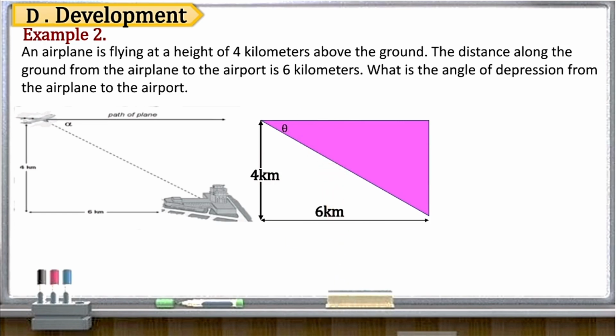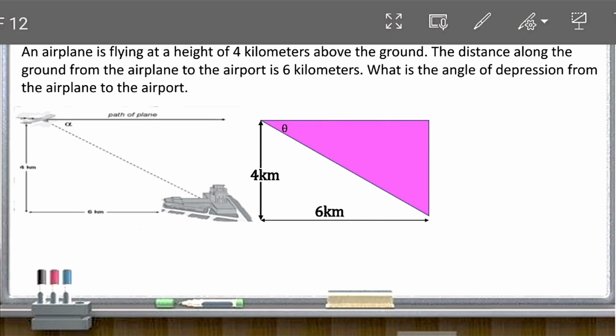Para naman, class, sa ating trigonometric ratio, nandito yung ating reference angle. Sabi natin kanina, class, yung opposite side ng ating reference angle ay 4 kilometer. And then, dito naman, class, sa adjacent side ng ating reference angle ay 6 kilometers. So, given, class, alam natin yung opposite side, 4 kilometer, and yung adjacent side, 6 kilometer. So, gagamitin uli natin, class, yung tangent. So, opposite over adjacent.